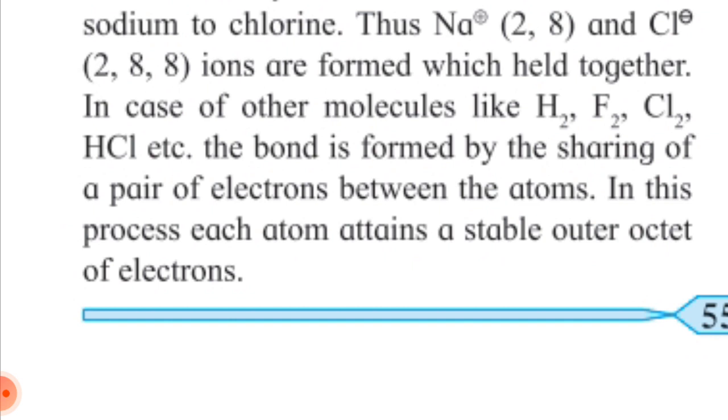In the case of other molecules like hydrogen, fluorine, chlorine, hydrogen chloride, etc., the bond is formed by sharing of a pair of electrons between the two atoms. In this process, each atom attains a stable outer octet of electrons.